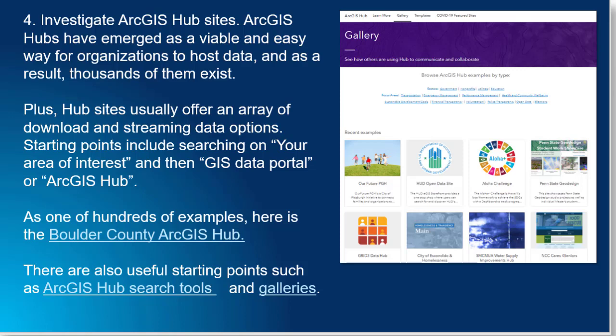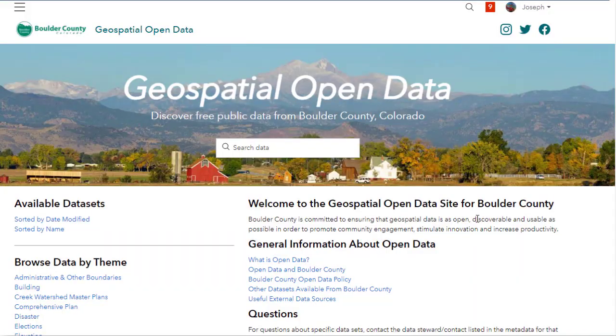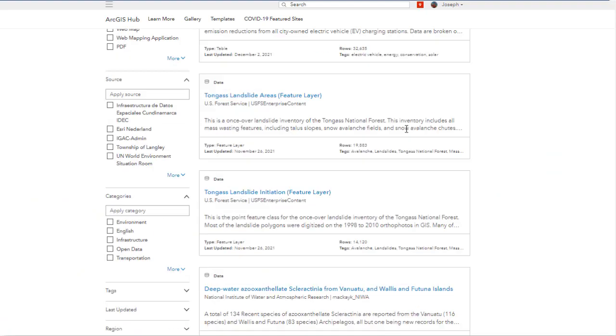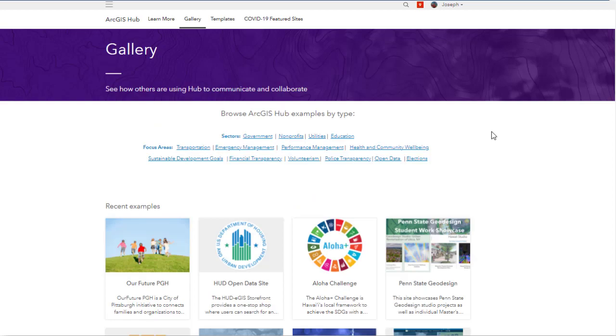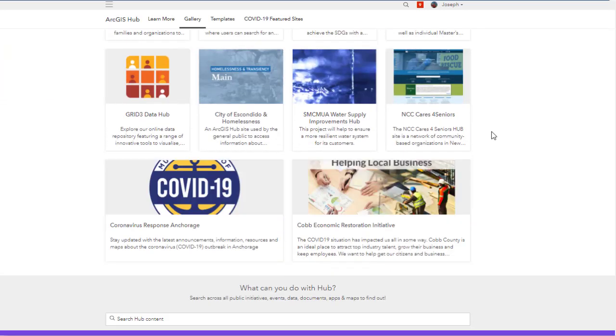Starting points include searching your area of interest and then GIS Data Portal or ArcGIS Hub in a Google search, for example. As one of hundreds of examples, here is the Boulder County ArcGIS Hub. There's thousands of examples, actually. There are also useful starting points such as ArcGIS Hub search tools and galleries.